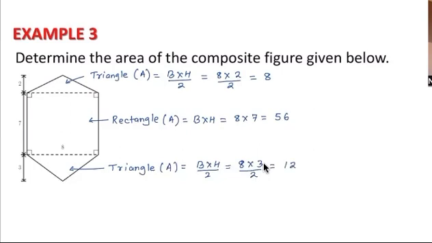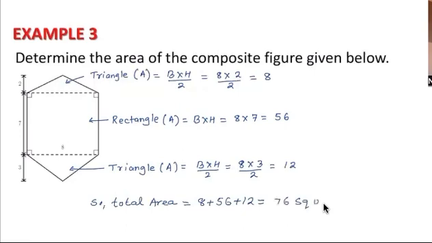12. So we can find the total area. Total area would be equal to 8 plus 56 plus 12. All we need to do is add these 3 numbers and find the value of the area. So we are adding 8 plus 56 plus 12. If we add that, that will be 76.